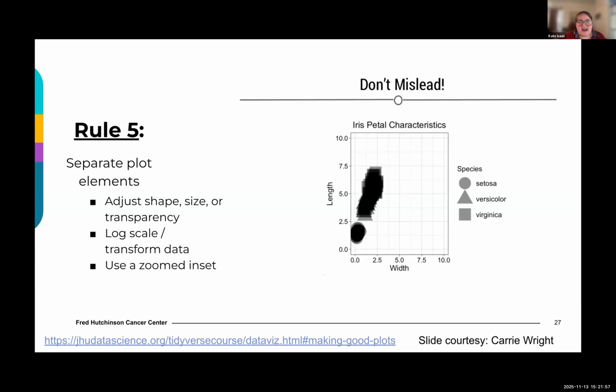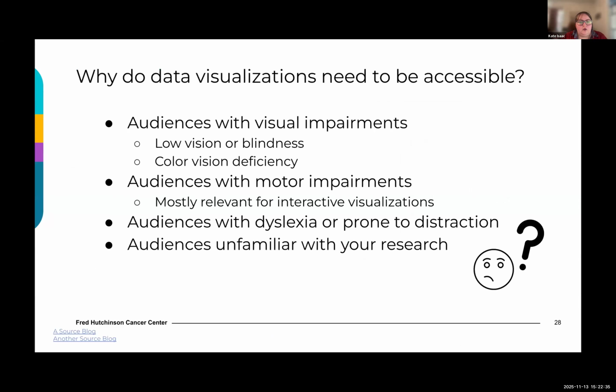So what can you do to separate out the plot elements and verify whether the species have differences or not? You can adjust the shape, size, or transparency of these points. You might, in some cases, need to log scale or transform your data to separate out things. And it might sometimes be helpful to use a zoomed-in view: if you have a large scale of data and one part is very clumped, you focus in on just that part, zoom in, and look at that clumped part while still looking at the whole thing together. Another one that I don't have listed here is subplots. Maybe you want to plot each species in its own subplot or facet it.